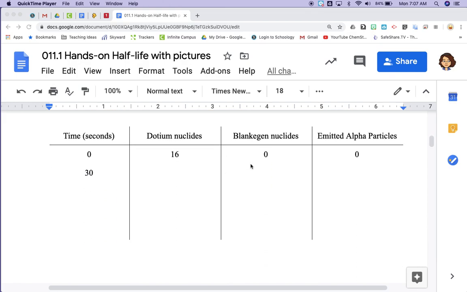I would like you to watch this little simulation and fill out a chart that looks like this. You'll be able to see the dadium laying on the table, the blankogen that's created, the emitted alpha particles, and there will also be a timer there for you to watch. You can pause the timer every 30 seconds and figure out how many of these emitted particles you have and how many blankogen and dadium nuclides you have at that point in time. You're going to populate this chart at 30 seconds, 60 seconds, 90 seconds, and 120 seconds as the simulation runs for 2 minutes.